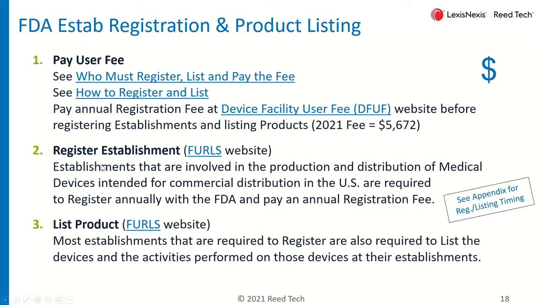So both those, number 2 and number 3, are performed on the FURLS website. This is an FDA website. It's free to access an account, and you do identify your establishment, put some contact information in, and then list your products.